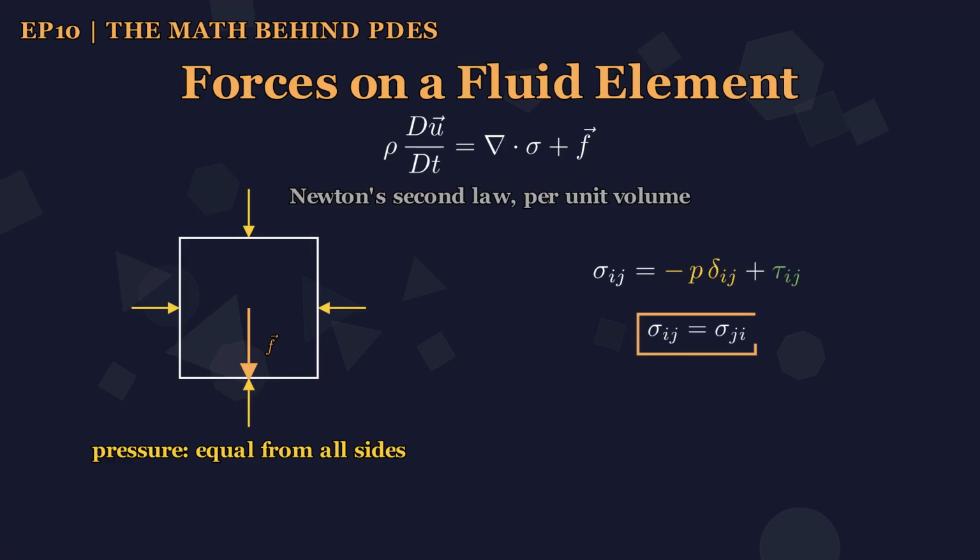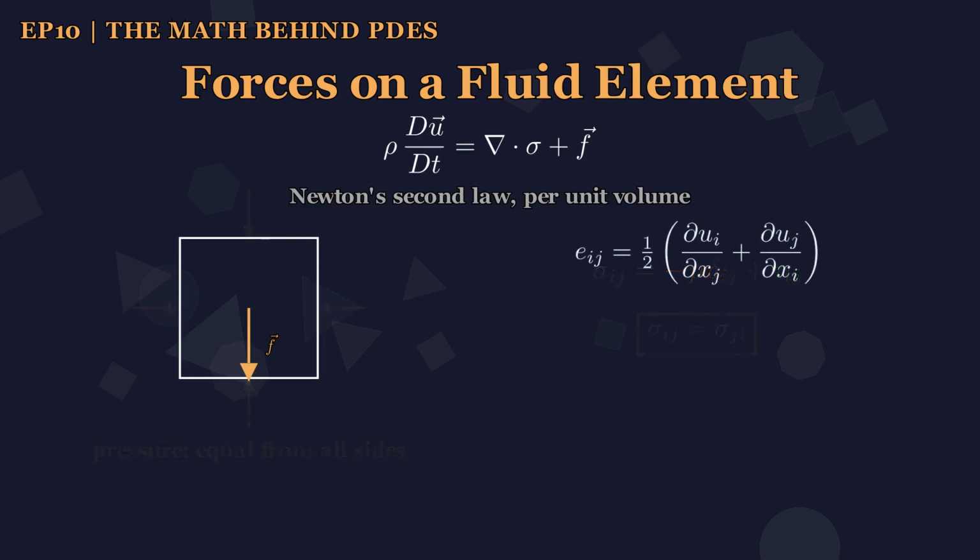One more fact, the stress tensor is symmetric. Sigma ij equals sigma ji. If it were not, the imbalance of shear stresses would spin the cube with unbounded angular acceleration. Conservation of angular momentum forbids it.